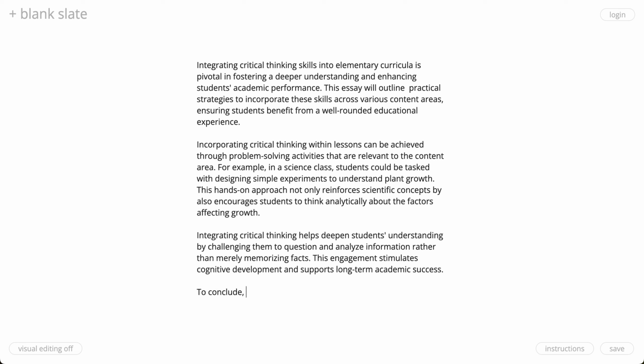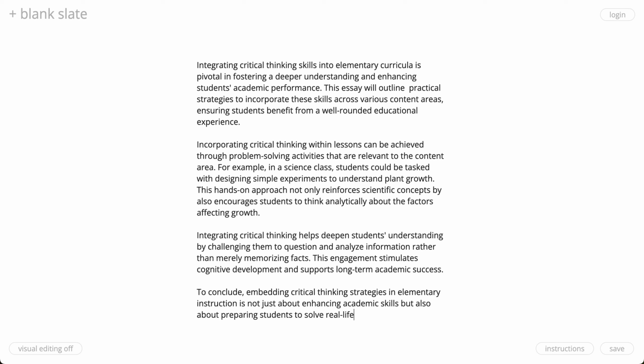To conclude, let's say embedding critical thinking strategies in elementary instruction is not just about enhancing academic skills, but also about preparing students to solve real life problems. I like that. I have a feeling that the test administrators would love this section. But I'm not finished yet. I want to add, let's say, one more sentence.